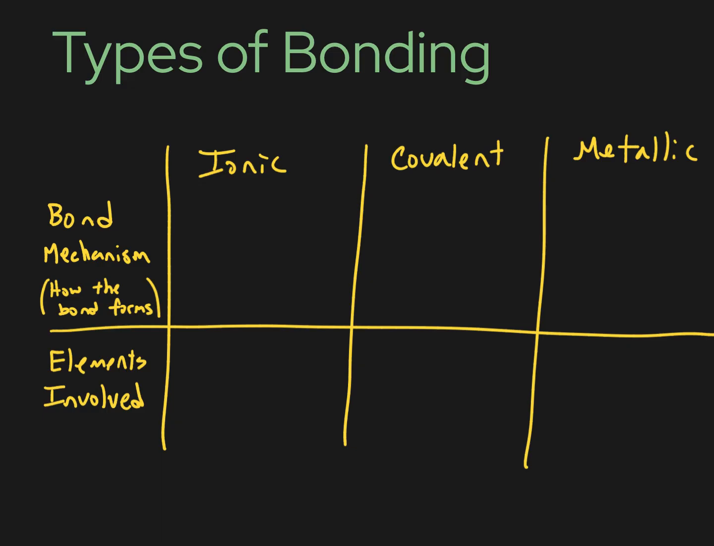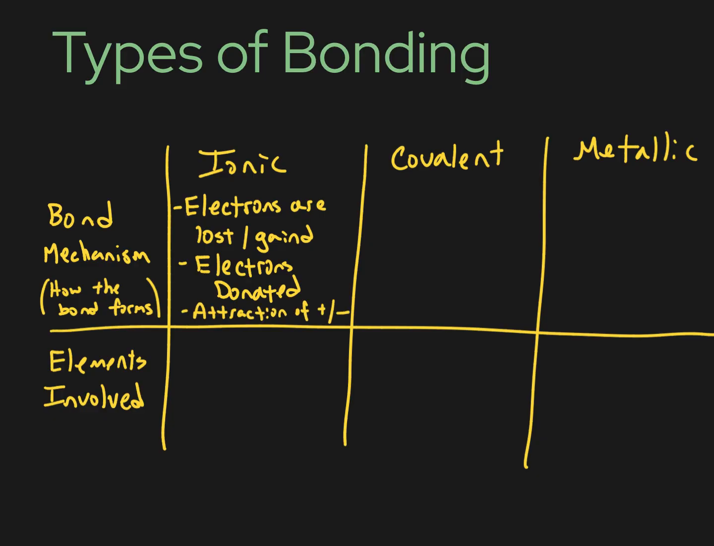Now, in the ionic bond, the bond mechanism is usually described as a loss of electrons, gain of electrons situation. Or in other words, one element donates its electrons to another element, and those two elements are then bonded by their opposite attractive forces. There's a positive ion and a negative ion, and they're attracted to each other because opposites attract.